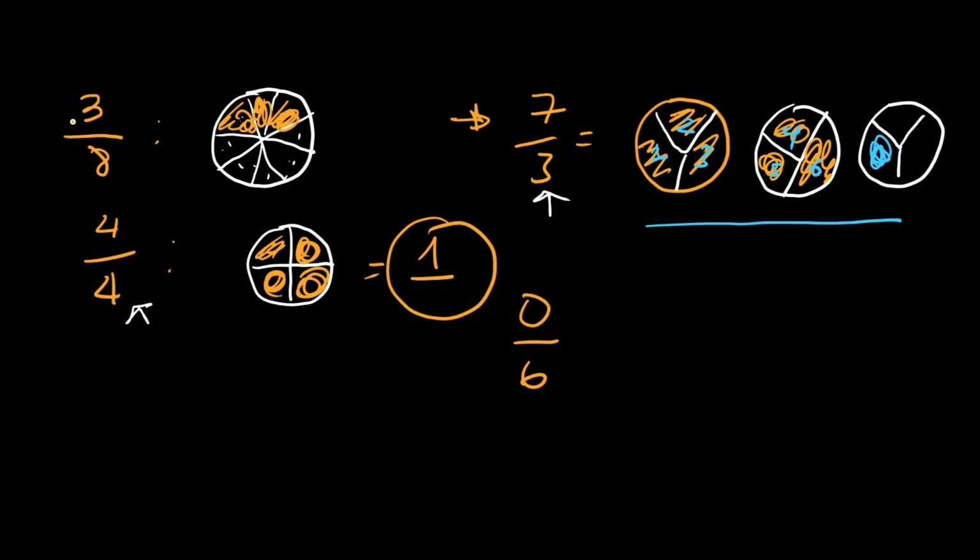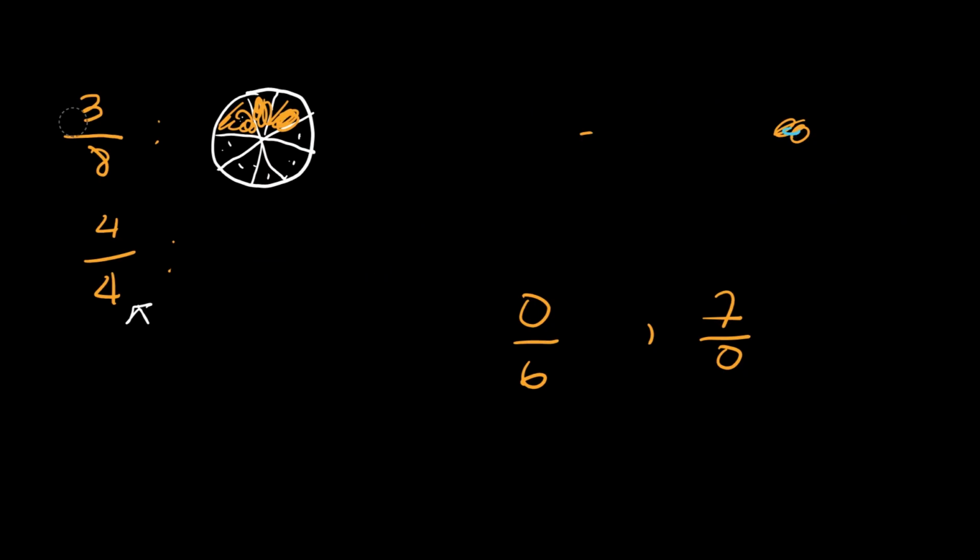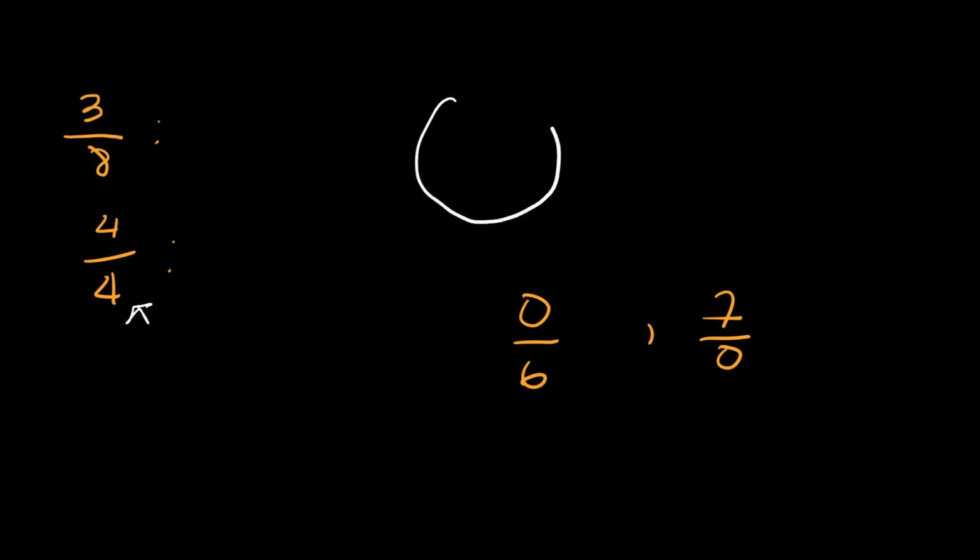Now let's look at these two examples, 0 over 6 and 7 over 0. This might be a little confusing for a lot of you, but let me show you what's going on here. Remember, first thing you do is draw a whole, and now let's cut, and then we eat. Let's cut into 6 slices: 1, 2, 3, 4, 5, 6.